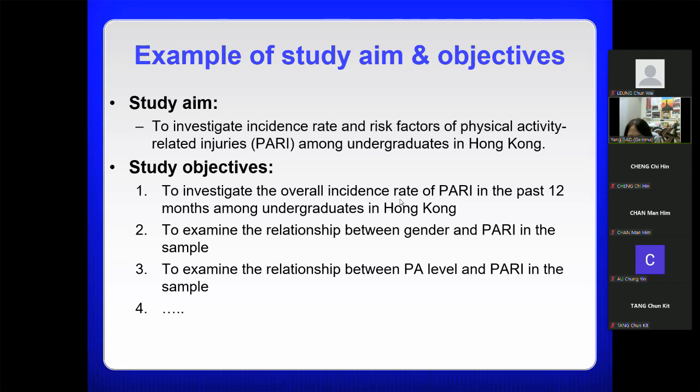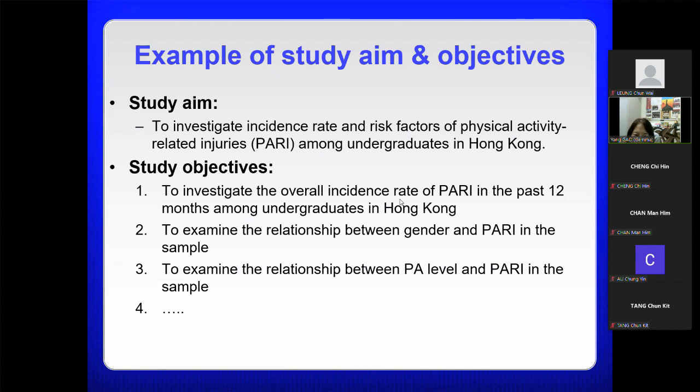So here you may see the authors identify gender, physical activity, and maybe other factors as the potential risk factors of the injury. This example is derived from an honors project thesis. You may also find that thesis in the e-library.